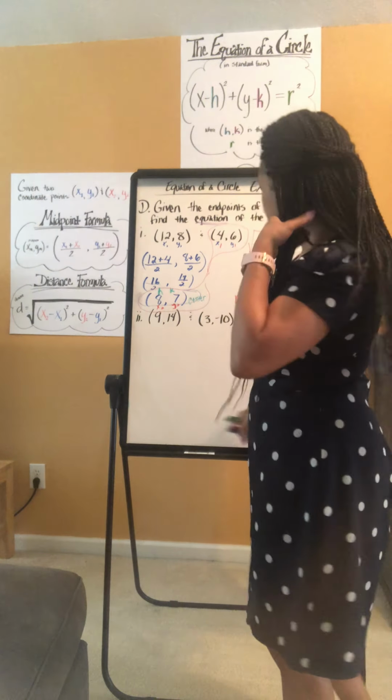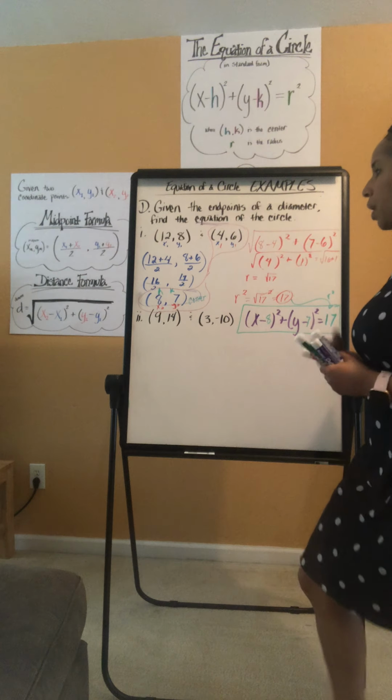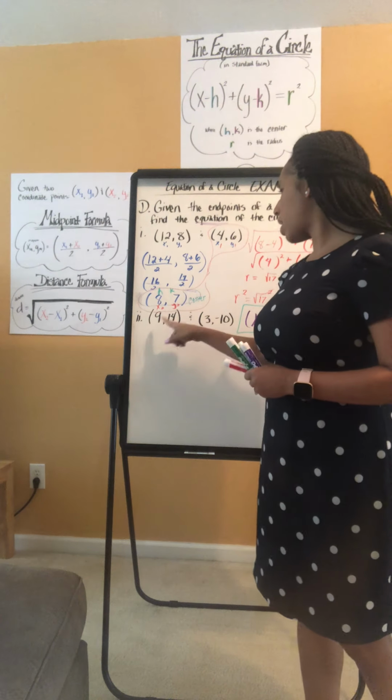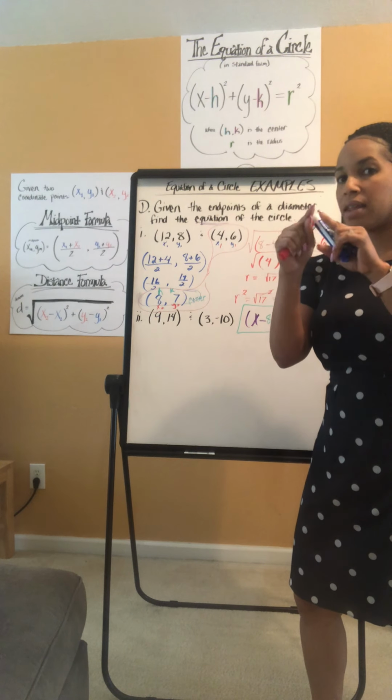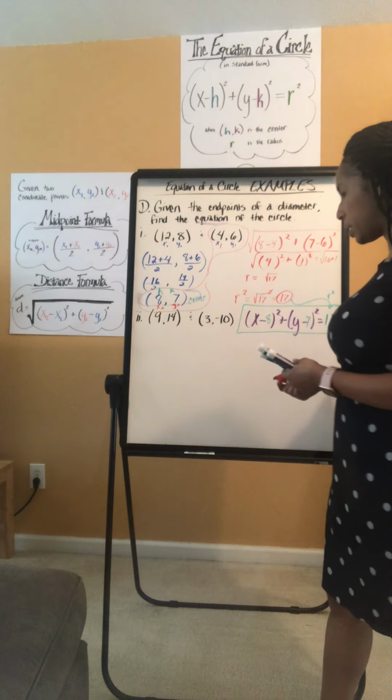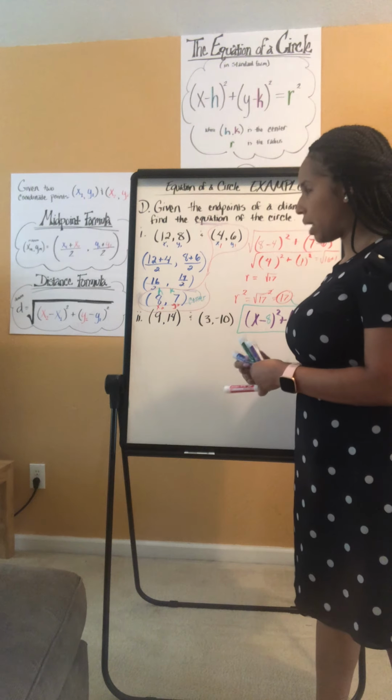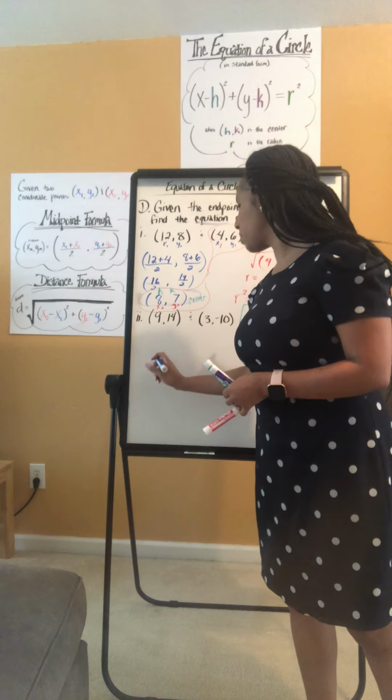All right, that looked like a lot. Let's do it faster. Less explanation now. D2. I've got 9, 14, 3, negative 10. These are the two endpoints. I need to find the middle. That'll be the center of my circle.